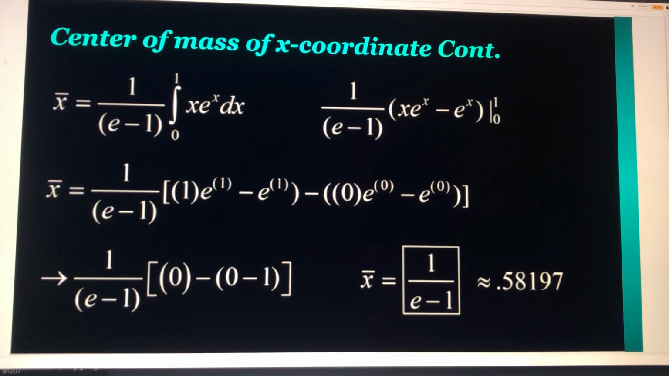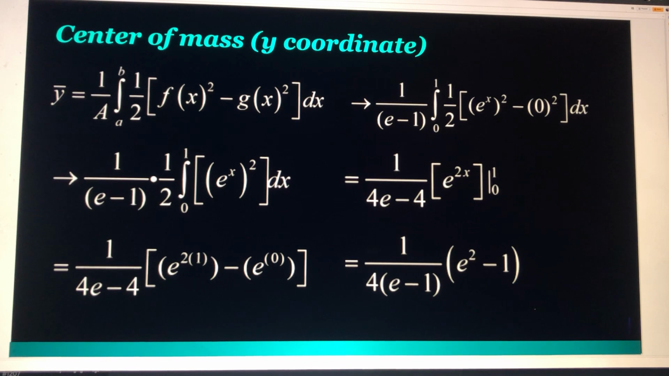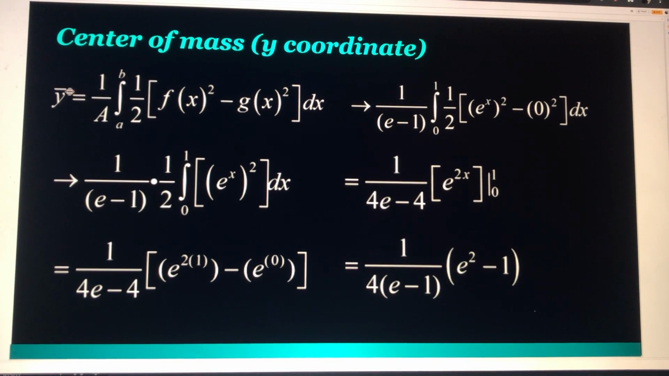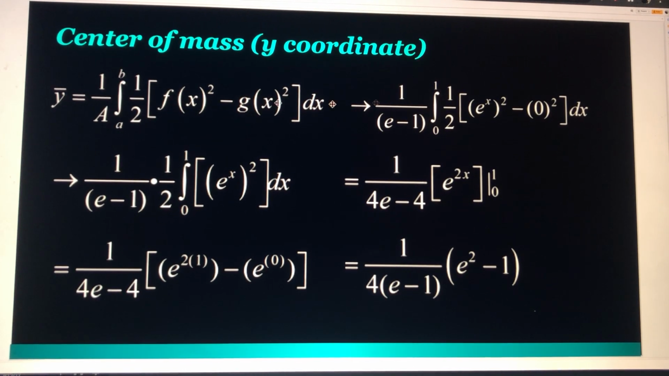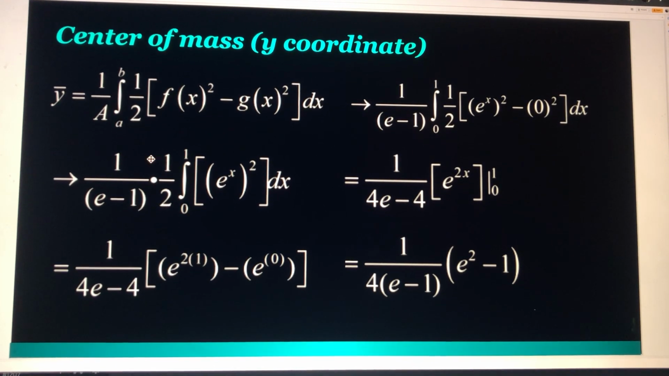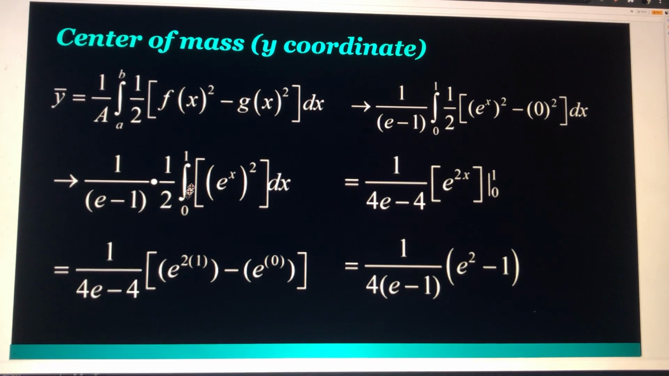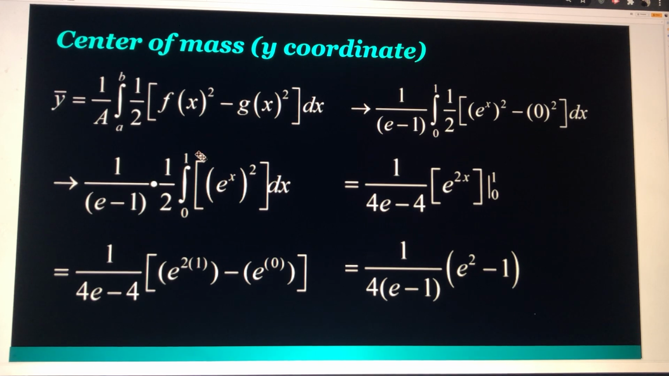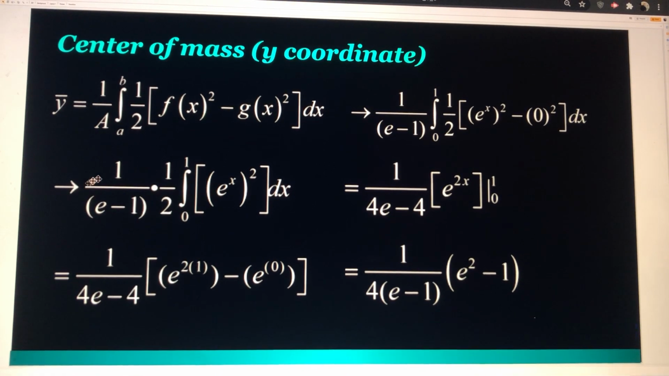Now for the y coordinate, it's actually another formula that's very similar to the one in the beginning for the moment of x. Only now we also have the 1 over A. And because we found A, it's much faster now. So we just plug in A and set up the integral. And now we're going to get 1 over e minus 1, and then times 1/2. And then this is going to get integrated. What we learned from the last one, the u substitution, we move 1/2 right here. So it's going to be 1/2 times 1/2 times 1 over e minus 1.